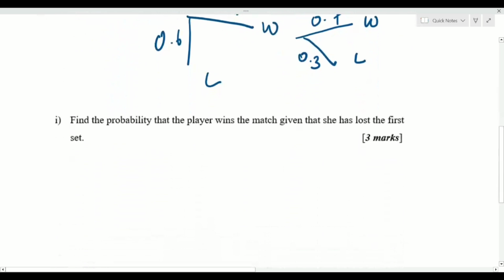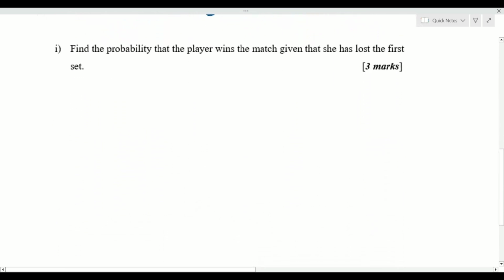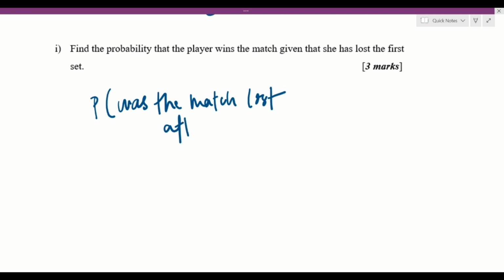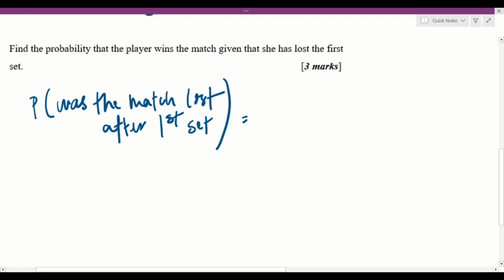So what's the probability of her winning the match? It's very easy. Let's assume that P is the match won after losing the first set, which is simply 0.4 times 0.7, which we get 0.28.